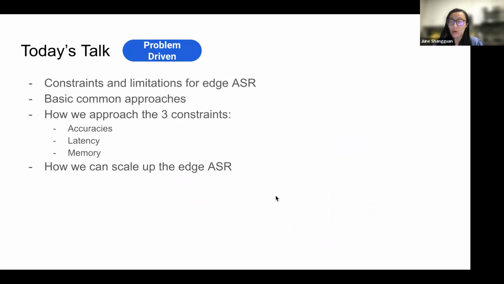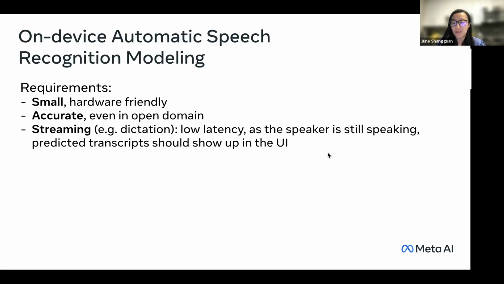In today's talk, we're going to first look at the limitations that we face when we run ASR on edge devices. We'll look at the common approaches that people take and also look at each of the constraint areas and the techniques that we have developed to address these constraints. And last but not least, we will look at how we can scale up producing edge models for all the different devices that we have. Without further ado, let's look at the constraints.